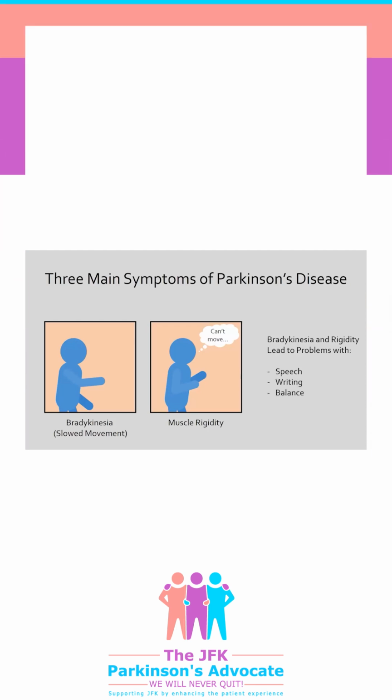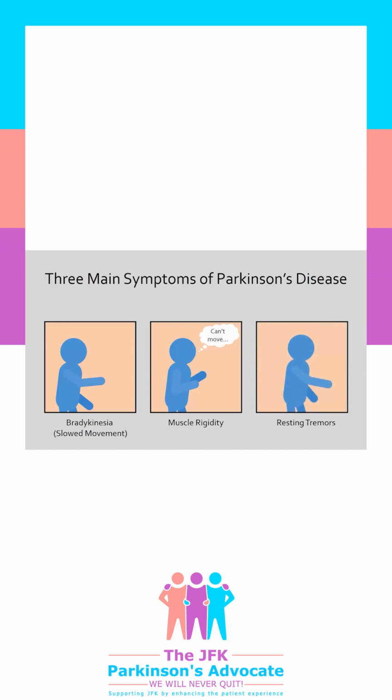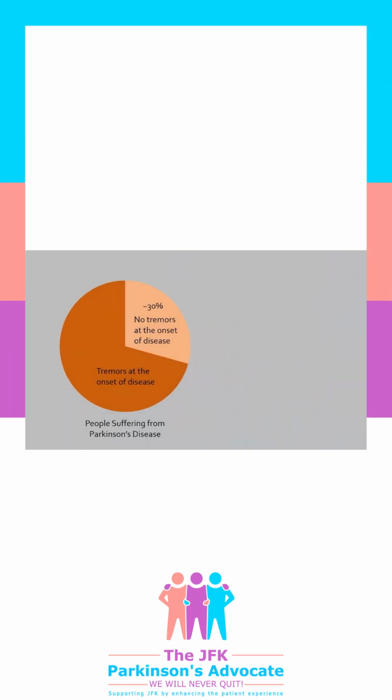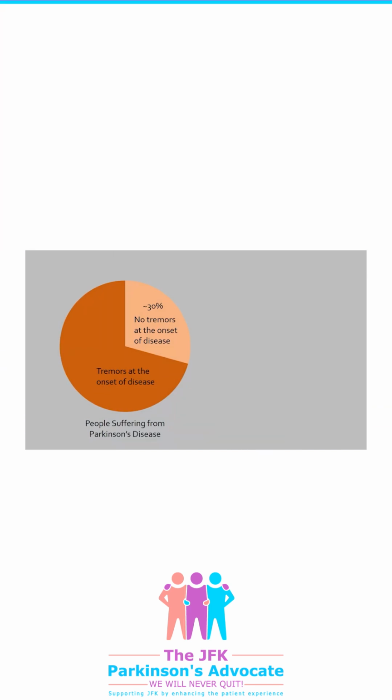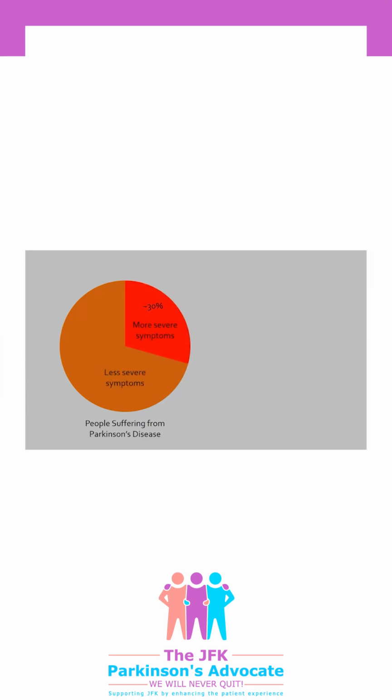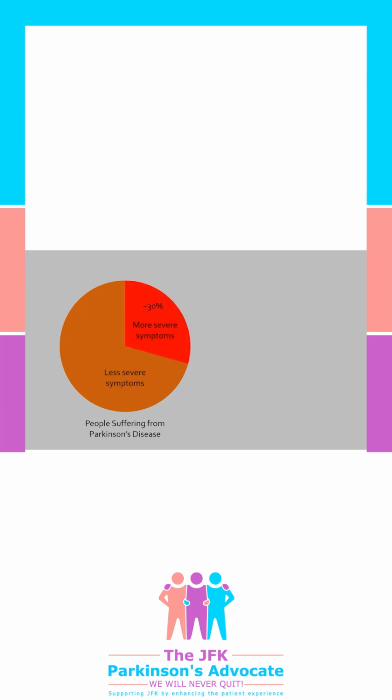The third and most well-known symptom, resting tremors, is not completely explained by the death of dopaminergic neurons. New research shows that other parts of the brain such as the cerebellum, as well as other neurotransmitters such as serotonin, play a role in this symptom. Around 30% of people with Parkinson's do not develop this uncontrollable shaking at the start, but most eventually develop it as the disease progresses. Strangely enough, these people also end up suffering from more severe Parkinsonian symptoms.